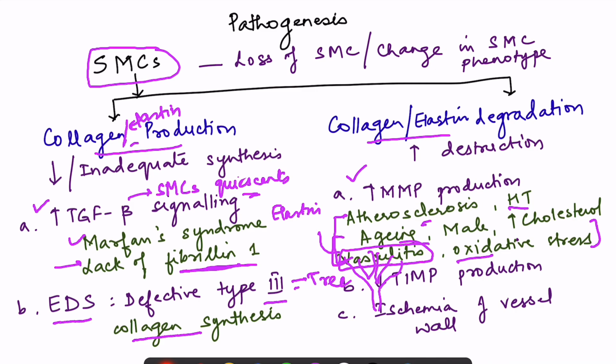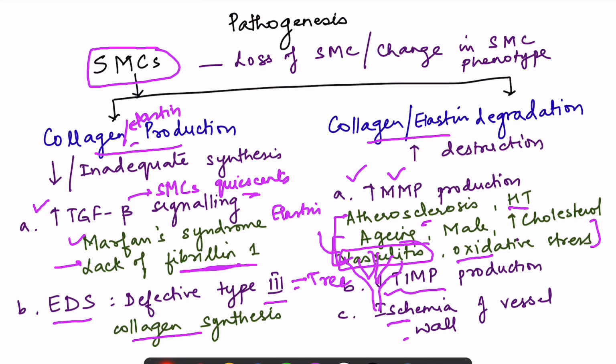Okay. Decrease in TIMP production. TIMP is tissue inhibitors of matrix metalloproteinases. Okay. Tissue inhibitors of metalloproteinases. So if their production is decreased, then also there will be increased destruction, because in that case there will be increased MMP action, right? Normally TIMP is going to inhibit the matrix metalloproteinases. If TIMP is not being produced, an increased action of MMP will be there.